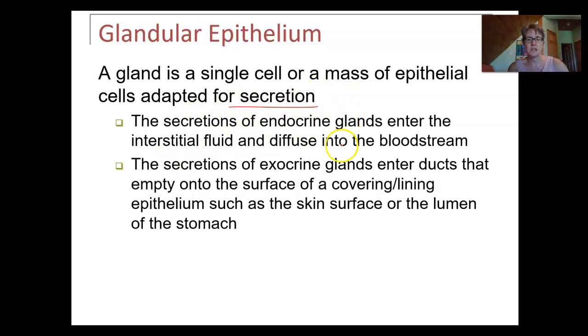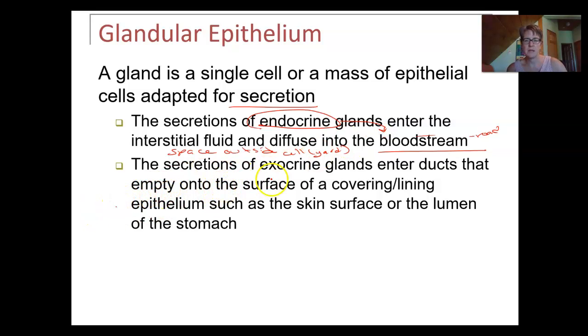This substance can either go into the bloodstream because it dumps it into the space outside the cell. That's the interstitial space. It's kind of like you throwing something outside your house. It goes into your yard, and then the wind will blow it into the road. So the bloodstream is the road, and the interstitial space outside the cell is like your yard. So that's an endocrine. It goes into the bloodstream.